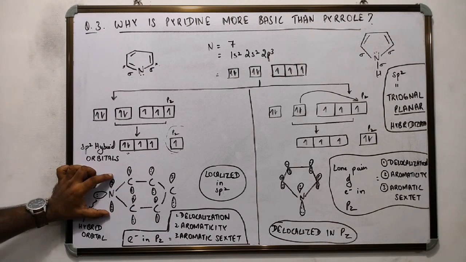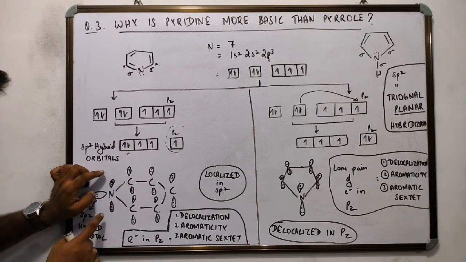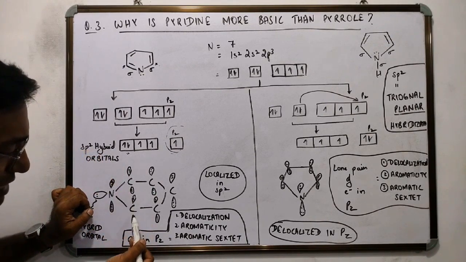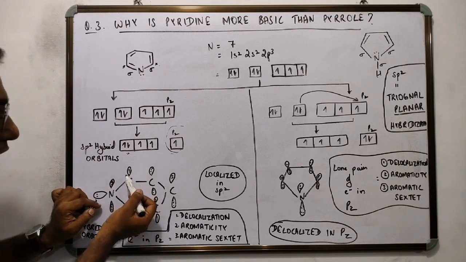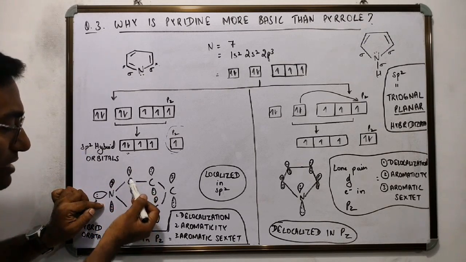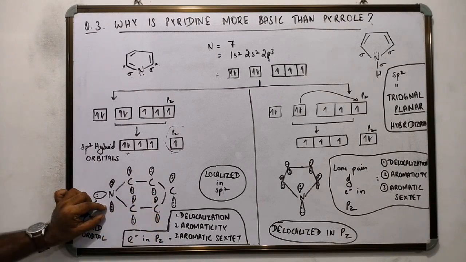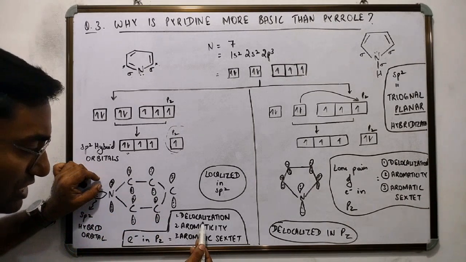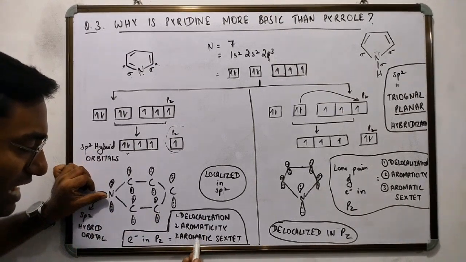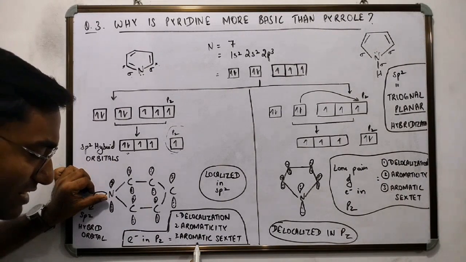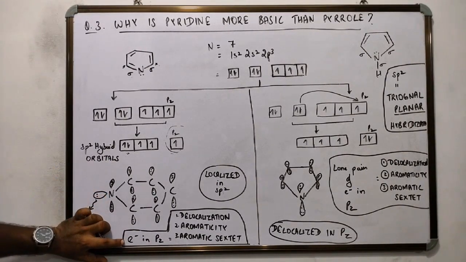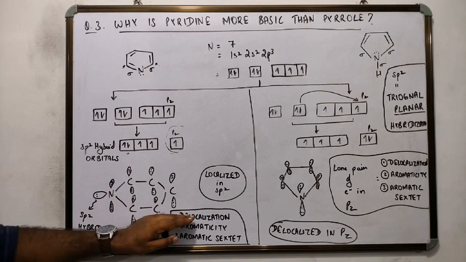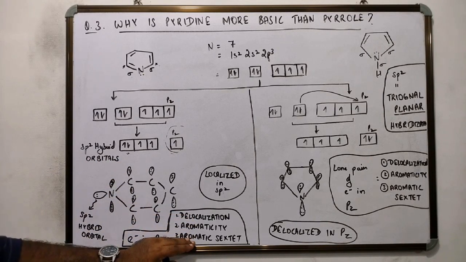This unhybridized pz orbital is now free to have lateral overlap with the unhybridized pz orbitals of the sp2 carbon atoms on either side, and that results in delocalization, aromaticity, and an aromatic sextet. That is, it is the electrons in the pz orbitals that contribute to all three of these.